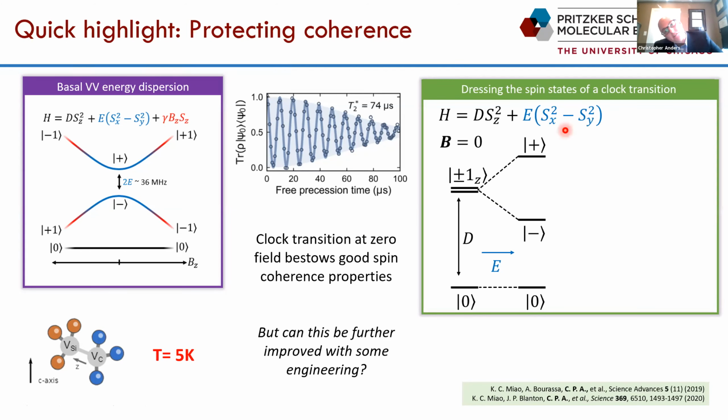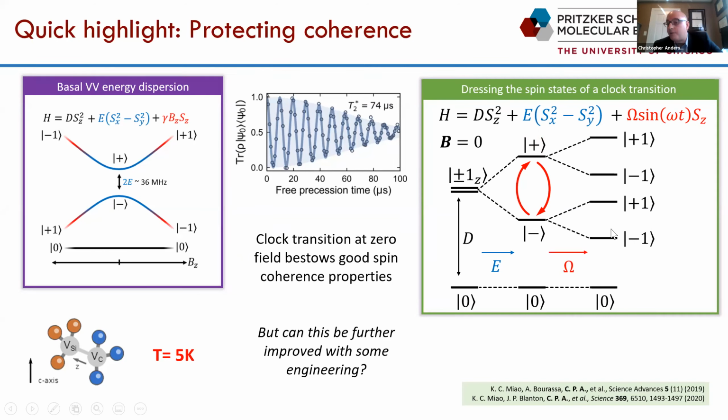We have this transverse zero field splitting, as I mentioned, and we can combine this with continuous dynamical decoupling, or continuous driving of the qubit states, to make some interesting new physics happen. If we drive between these minus and plus states, we can dress them, creating an Autler-Townes splitting of these levels, creating a whole new forest of levels.